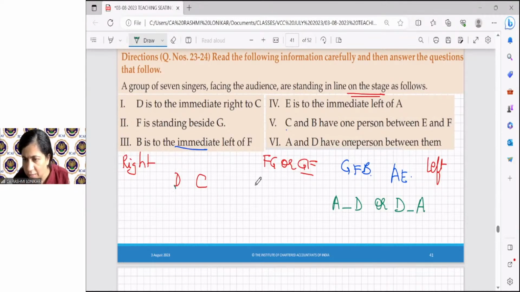If that is the case, A and D have one person between them. So I can have D, C, A or I can have A dash DC. I can have DCA because then this C is going to come between them, or A dash DC. Okay, so this is the case.